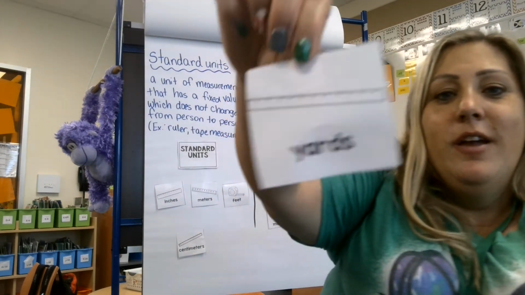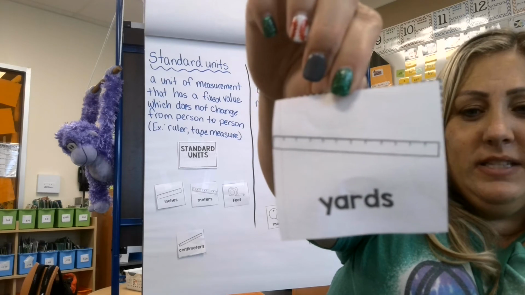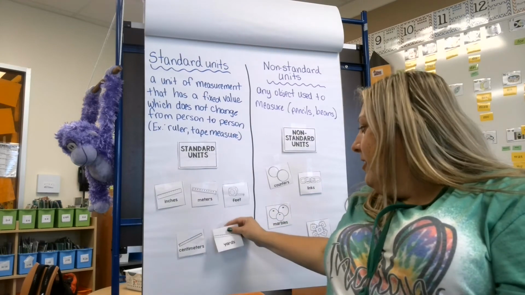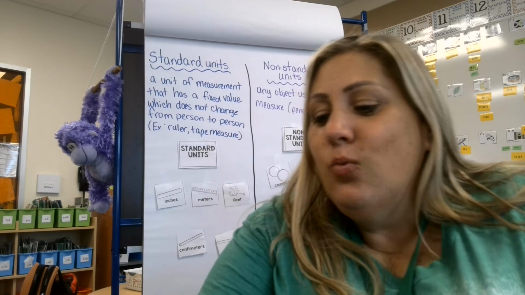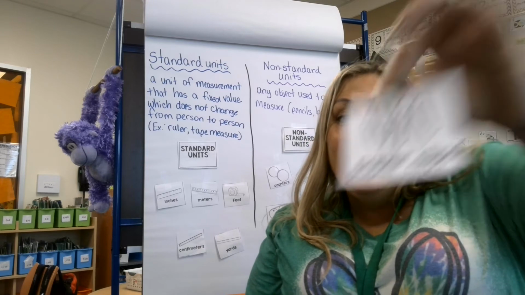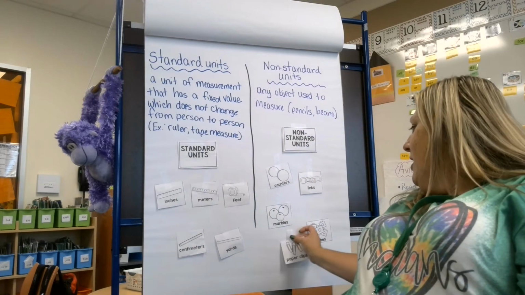Two more. What about a big yardstick like Miss Burkett had? Yes, standard. Last one, paper clips. Yes, paper clips would be on the non-standard side.